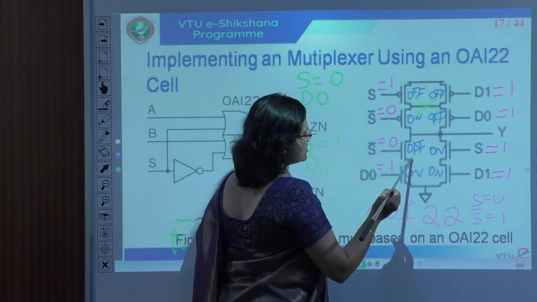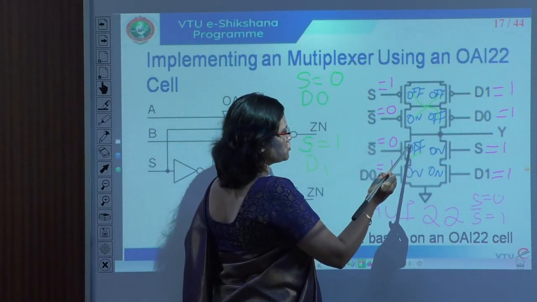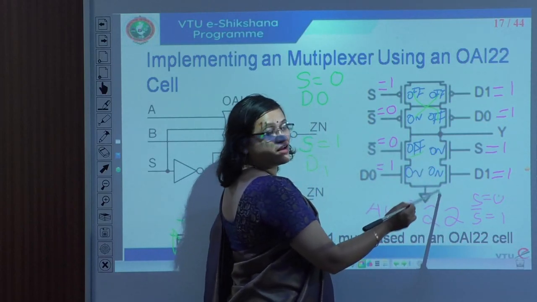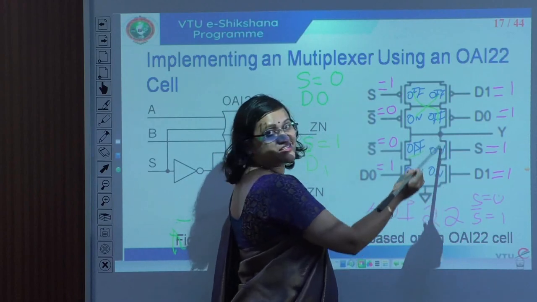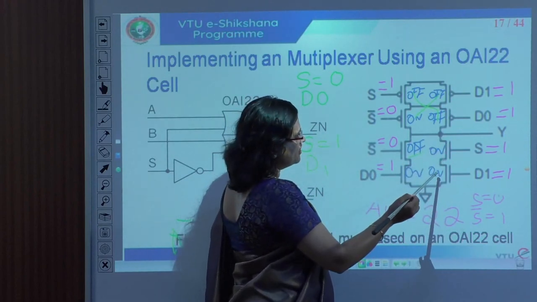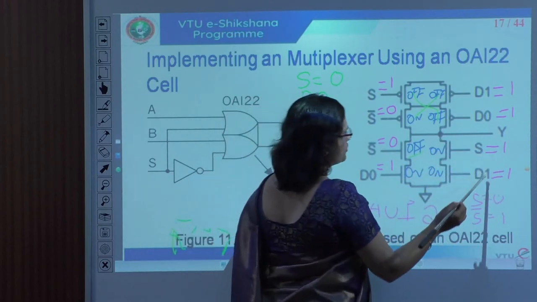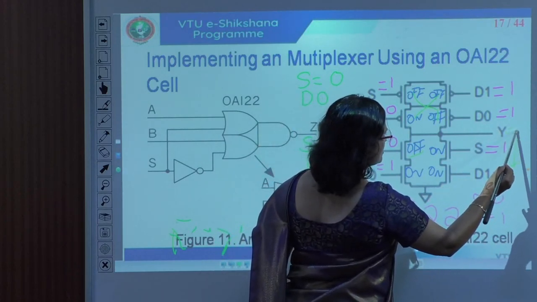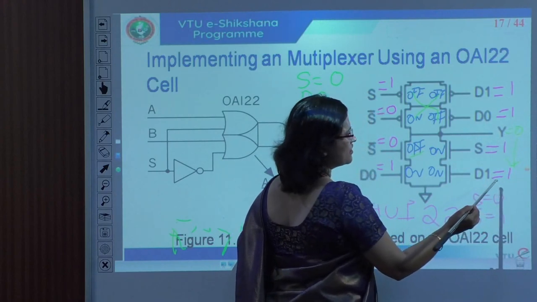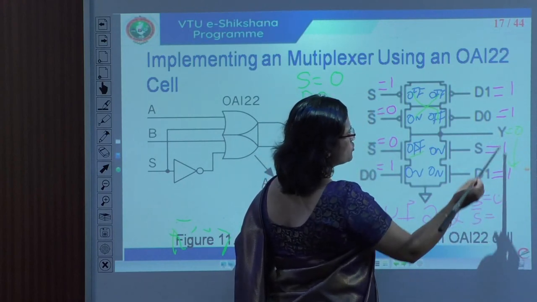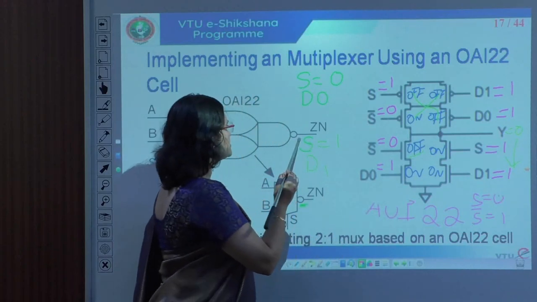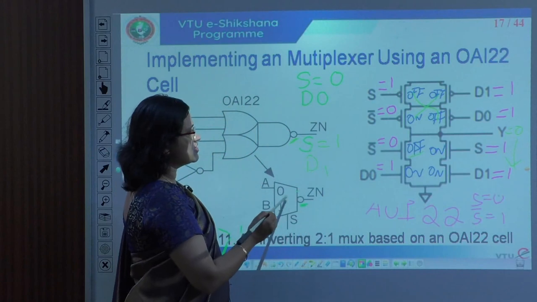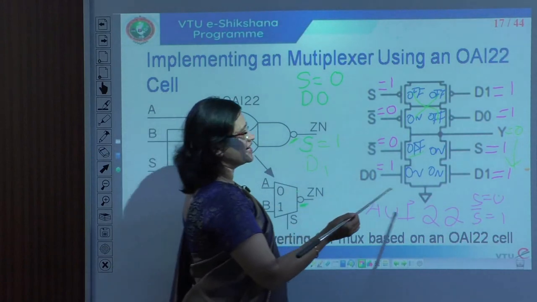Again, this transistor is off and this is on. So, the switch is open over here, series path is not going to exist. Whereas, here the series path exists, both the transistors are turned on here. So, S is equal to 1 and D1 is equal to 1, so your output is pulled down to 0. But what is the input we have given here as D1? 1. So, your output is 0. Why? Because of the inverted version. In the logic symbol itself, it shows that we are getting an inverted output here.